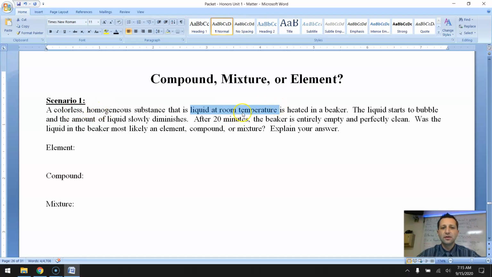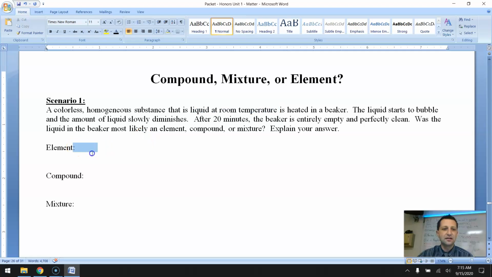The only other liquid at room temperature that's an element is bromine, and bromine is a deep, deep red color, which is also not colorless. So it cannot be an element. There are no other liquid elements at room temperature. If you look at the periodic table in my room on the wall, the liquid elements at room temperature are in blue font, the gases are in red, and the solids are in black, which is most of the periodic table. So it can't be an element. We know that right after that first sentence.